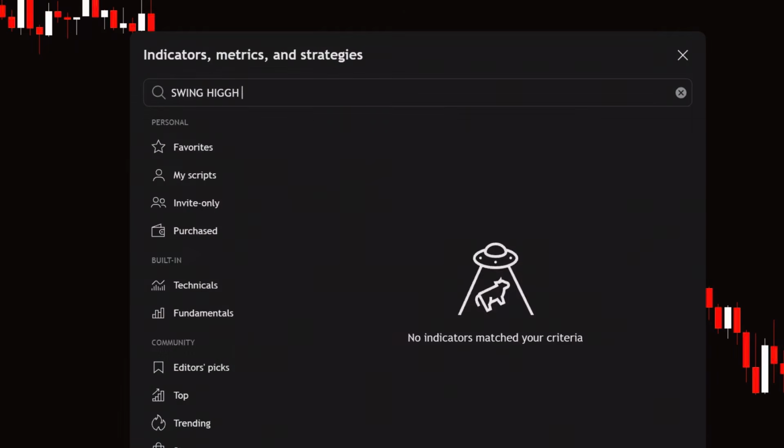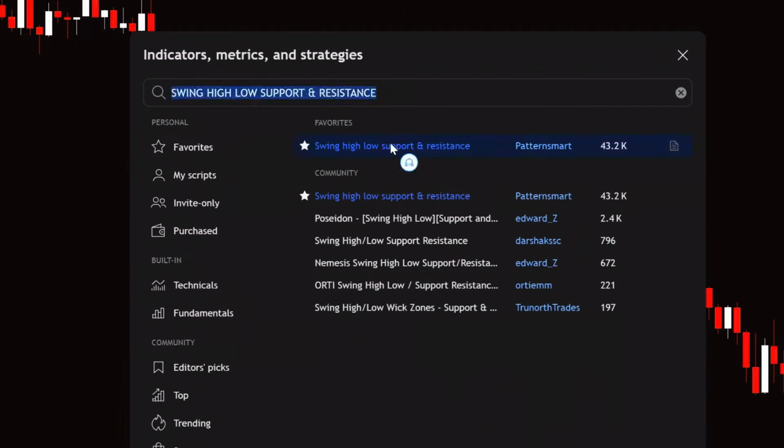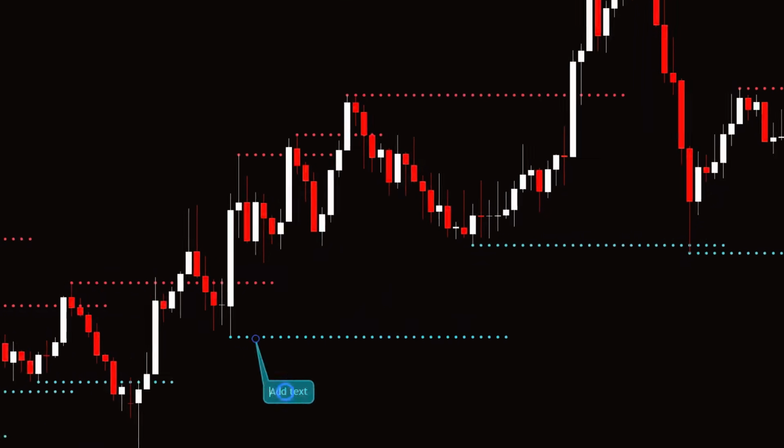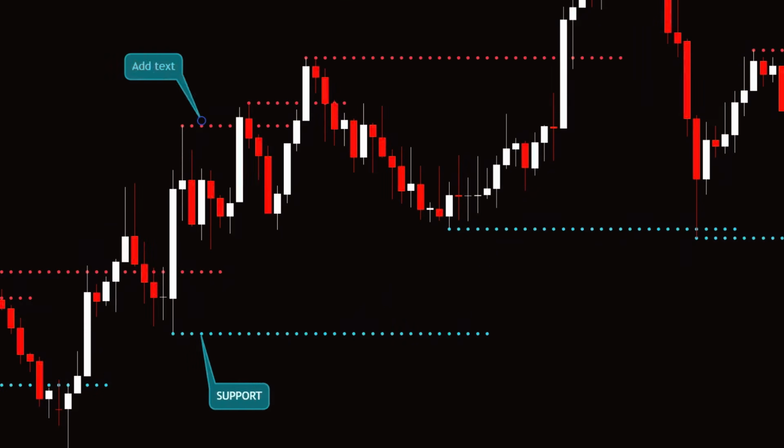Here's something a lot of traders get wrong. A broken support level isn't a signal by itself. It's just a question that the market's asking. Momentum gives you the answer. Start by marking your swing highs and swing lows using a strength setting of 14 on both. This gives you real, reliable support and resistance zones instead of guessing.